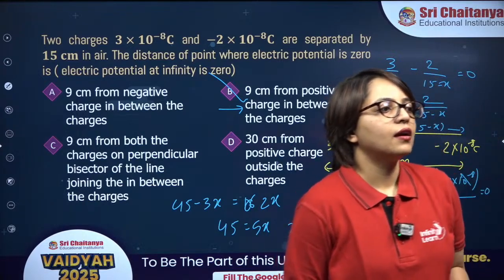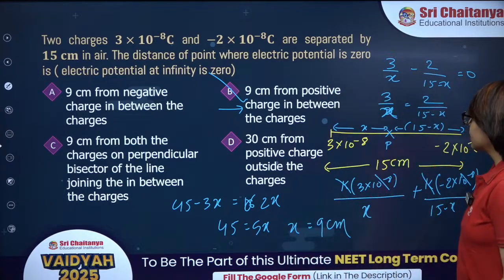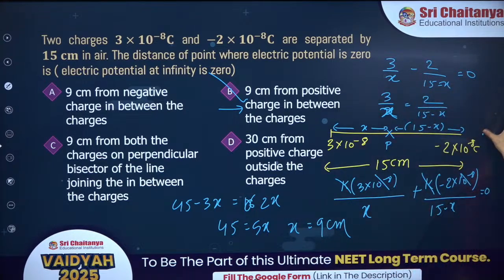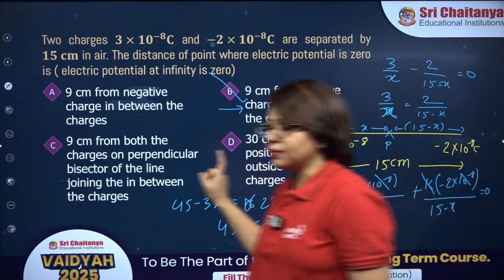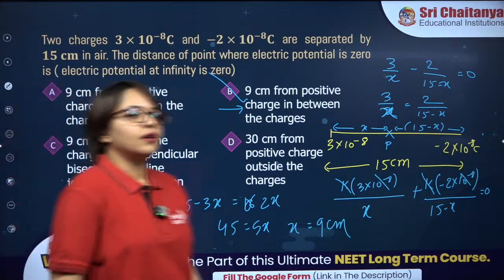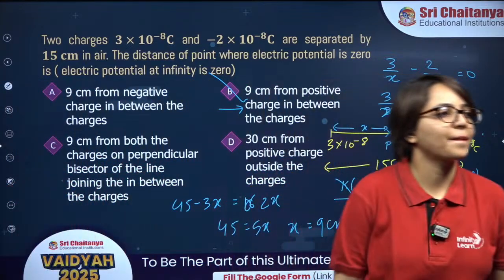Okay. That is for electric field, beta. The null point will come over here closer to the smaller charge. That is for electric field and electric force because they are vector quantities. Here there is nothing like that. Okay. Yeah.